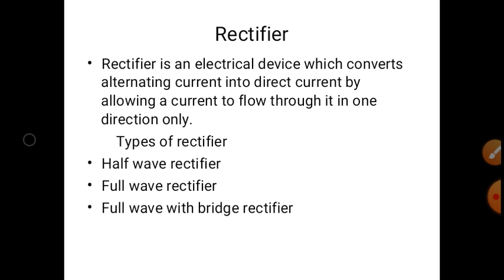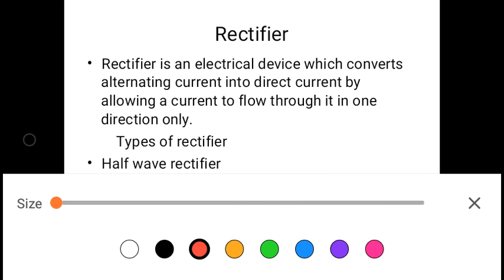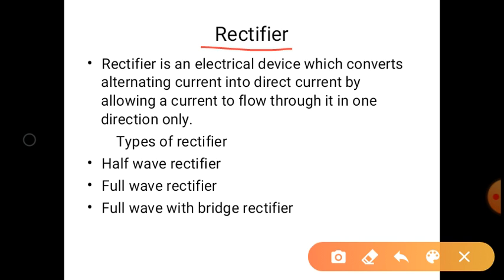Moving to the next concept, it is the rectifier circuit. In generating stations, the voltage will be in the form of AC. But some applications require DC power supply as an input. So how to convert that AC into DC? It is done by using a rectifier circuit. A rectifier is an electrical device which converts alternating current into direct current by allowing the current to flow through it in only one direction.